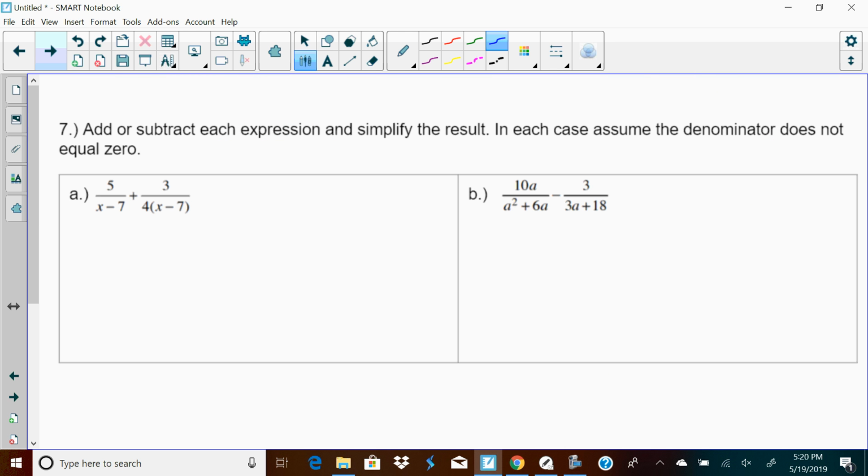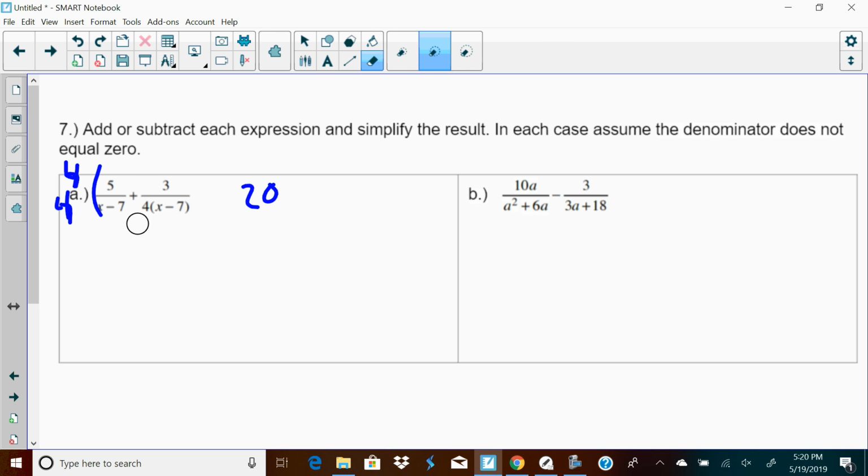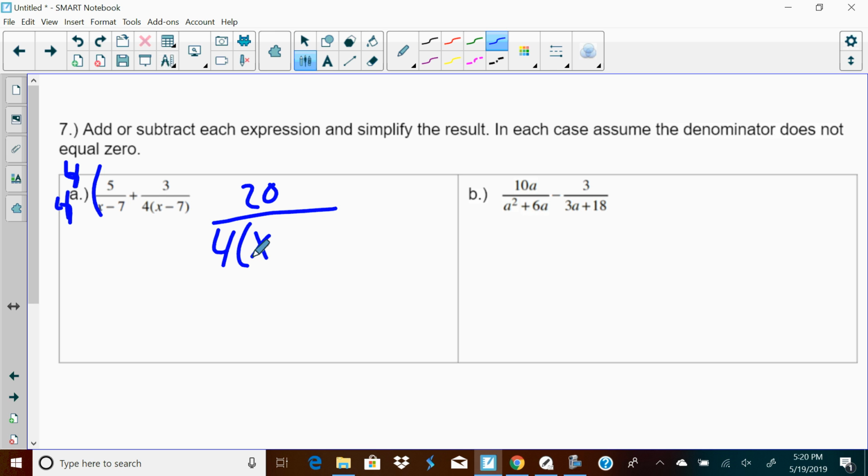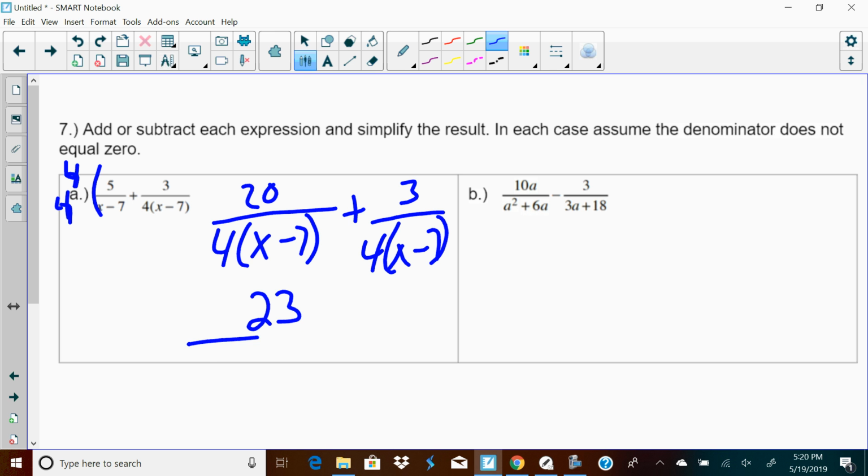Problem 7, add. So we have to either simplify first. There's nothing I can simplify in the first one, so I'm going to multiply the first fraction by 4 over 4. So the bottom becomes 4 times x minus 7. So I'm going to get 20 over 4 times x minus 7 plus 3 over 4 times x minus 7. So I add the top, so I get 23 over 4 times x minus 7, and that's my answer.